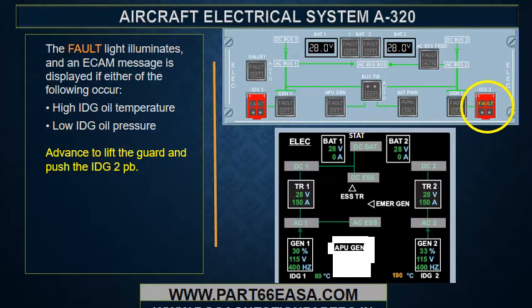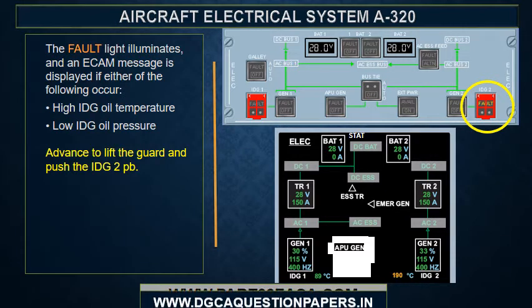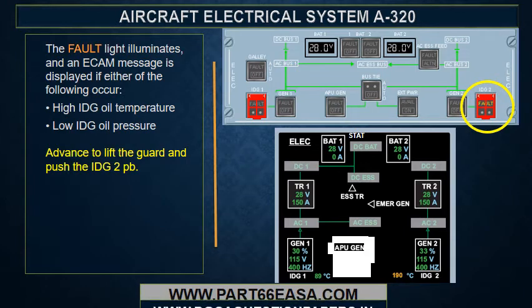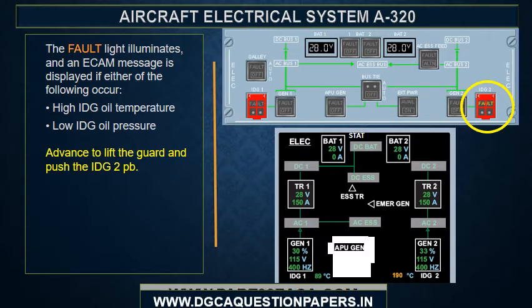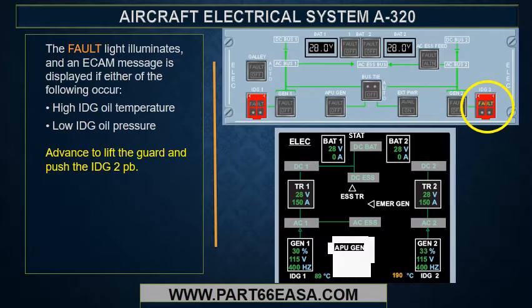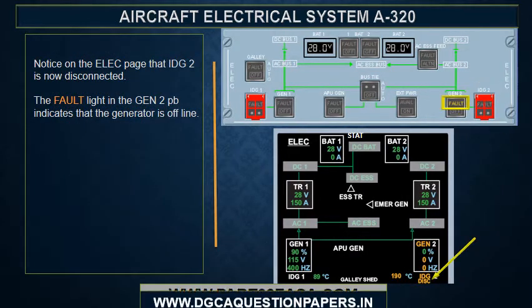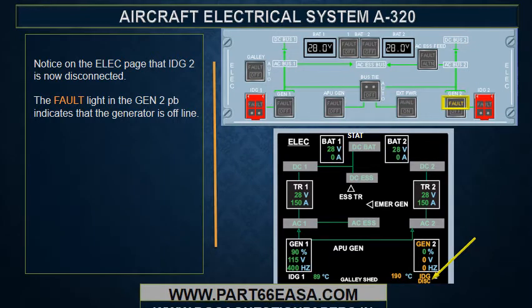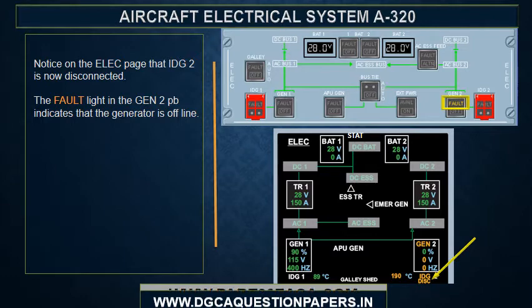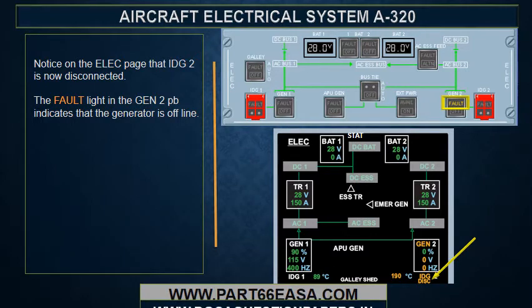The fault light illuminates and an ECAM message is displayed if either of the following occur: high IDG oil temperature or low IDG oil pressure. Advance to lift the guard and push the IDG 2 push button. Notice on the electrical page that IDG 2 is now disconnected. The fault light in the generator 2 push button indicates that the generator is offline.